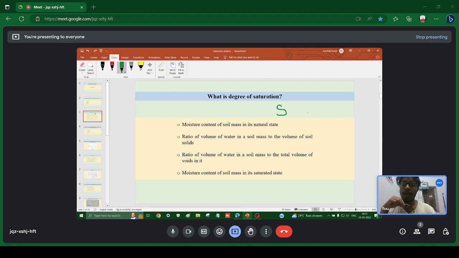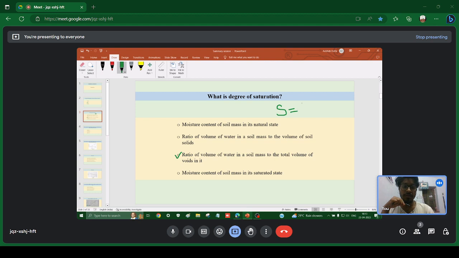The options were: moisture content of soil mass in its natural state; ratio of volume of water in a soil mass to the volume of soil solids; ratio of the volume of water in soil mass to the total volume of voids in it; moisture content of soil mass in its saturated state. The answer will be the third option, ratio of volume of water in a soil mass to the total volume of the voids in it.